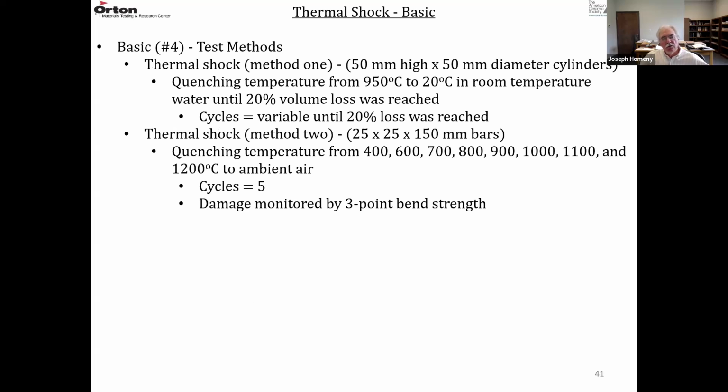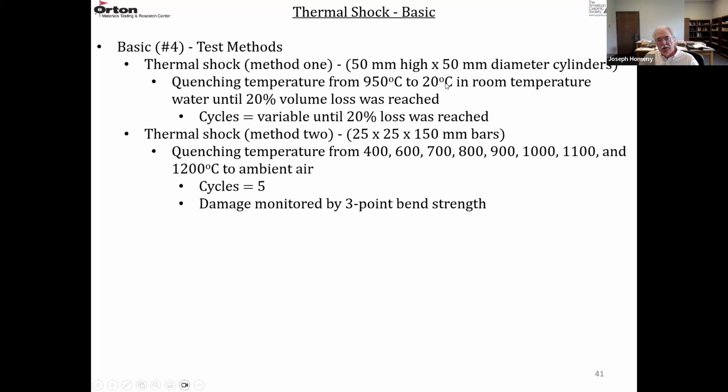And I mentioned there were 2 thermal shock modes. The first method, they used a cylinder, 50 millimeters high by 50 millimeters in diameter. So this is a typical size. It's basically a 2-inch diameter, 2-inch high cylinder. You can also use a 50 millimeter cube. So the quenching temperature range was from 950 to 20 degrees C. So that's quenching from 950 to room temperature water.